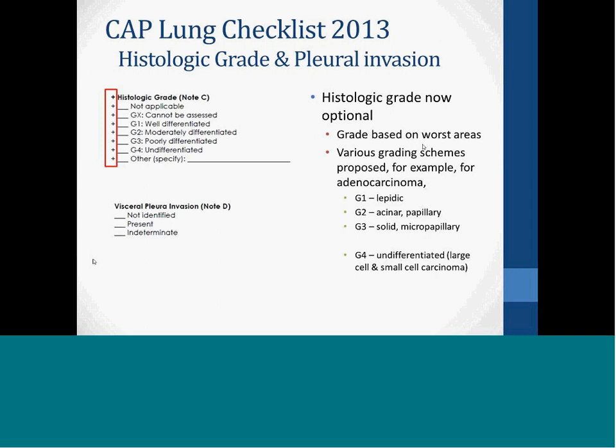A number of different grading schemes have been proposed, and the one that is used as an example in the notes of the CAP protocol is to grade based on the different patterns. So G1, or well-differentiated, being lipidic growth, G2, or moderately differentiated, being acinar and papillary, and G3, for instance, being solid and micropapillary for adenocarcinomas. G4 is really something that should be reserved for undifferentiated tumors, specifically large cell carcinomas, and small cell carcinomas are also by definition G4.